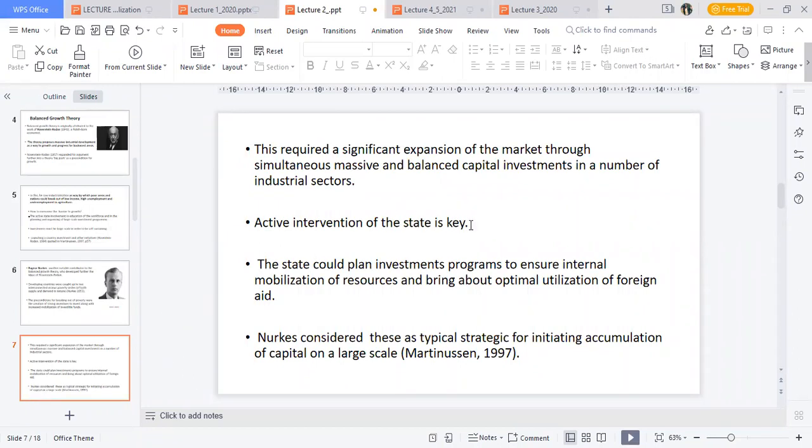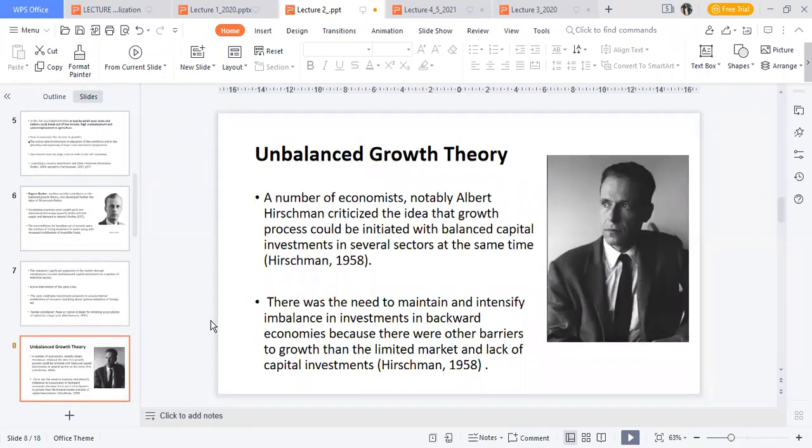Active intervention of the state is key. Here too, he mentioned that the role of the state is very, very important, meaning that government should intervene in terms of incentive provision, in terms of the investment capital to start. Please consider this as a typical strategy for initiating capital accumulation on a large scale. So that is it for the balance growth theory.